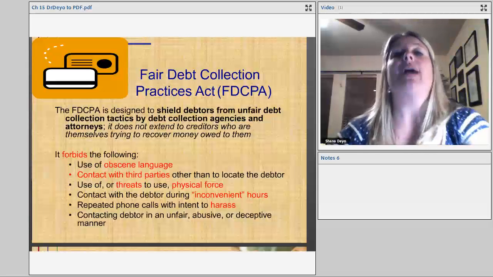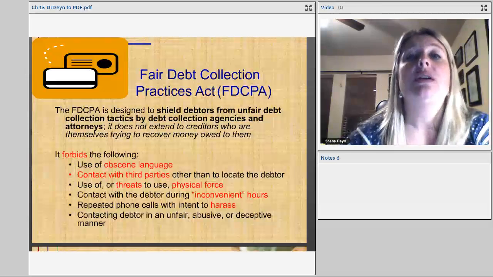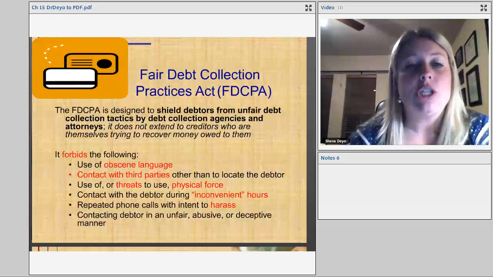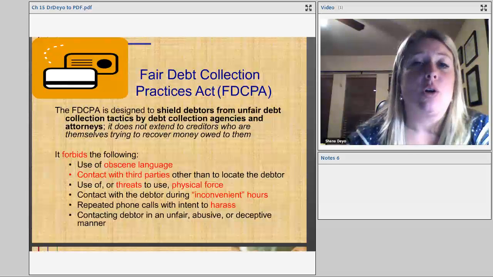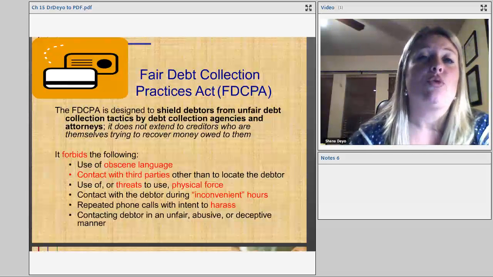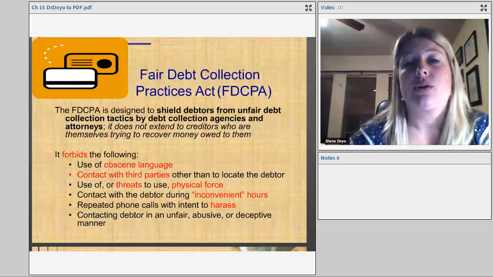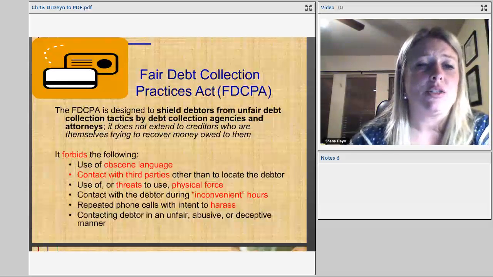Fair Debt Collection Practices Act. This is an important act because it keeps creditors from bullying consumers. The Fair Debt Collection Practices Act is designed to shield debtors from unfair collection tactics by debt collection agencies and attorneys. So it's protecting consumers from debt collection agencies and attorneys. It does not extend to the creditors who are trying to get their money back. This is really only to protect consumers.